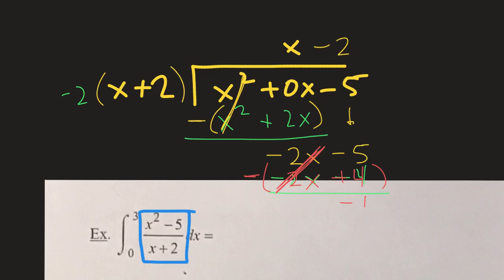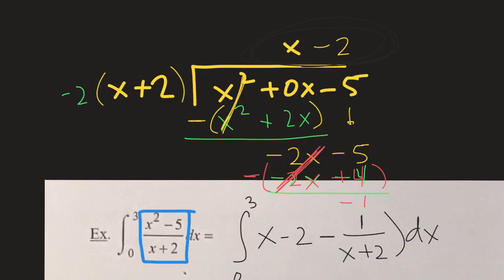So let's rewrite this integral as the integral from 0 to 3 of our x minus 2, right? Our divisor. That's what we get when we divide x squared minus 5 by x plus 2. We get x minus 2 minus this remainder. Minus 1 is the remainder over x plus 2 dx.